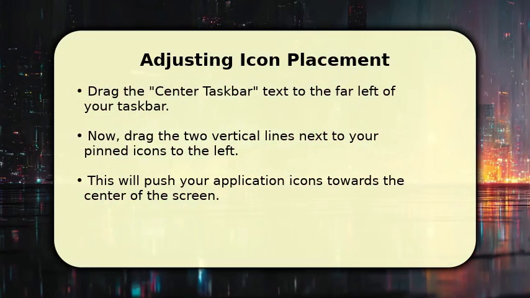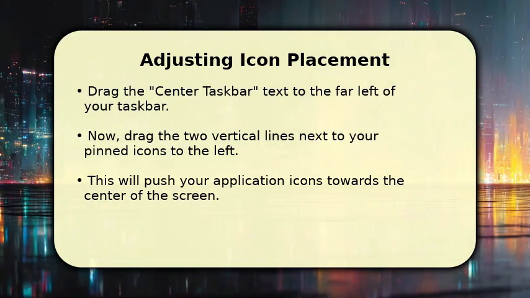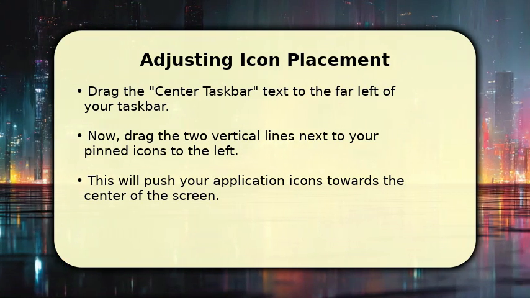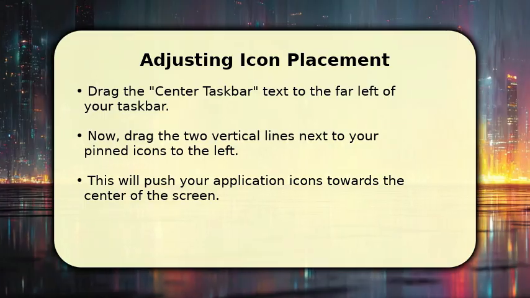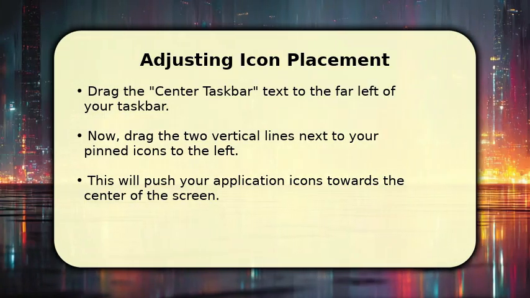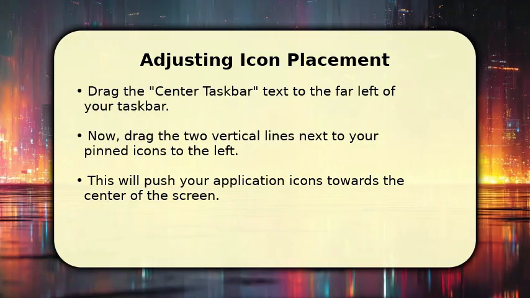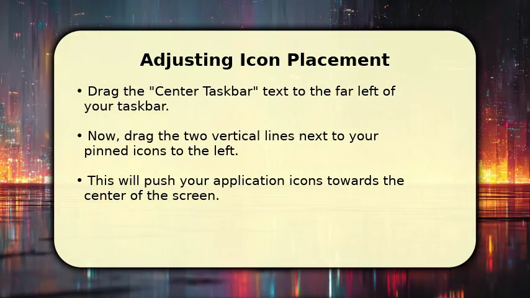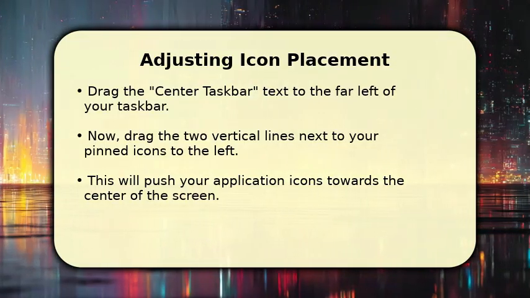With your new custom toolbar active, you will see its name, perhaps Center Taskbar, appear on the right side of your taskbar. First, locate the two vertical lines next to your custom toolbar and drag them all the way to the far left. Next, you will see another set of two vertical lines to the left of your actual pinned application icons. Drag these carefully towards the left, watching your icons shift into the middle.